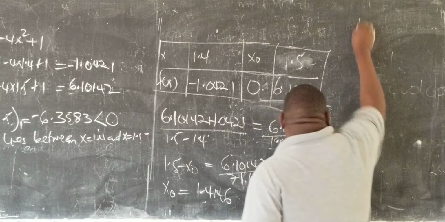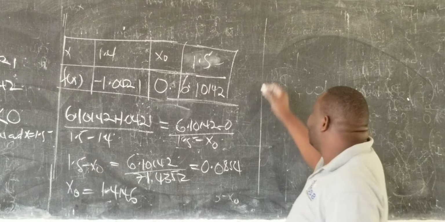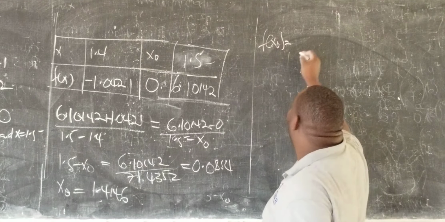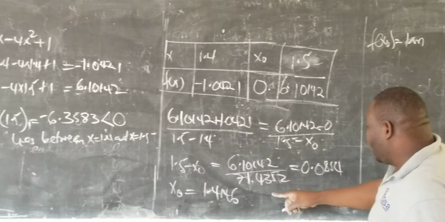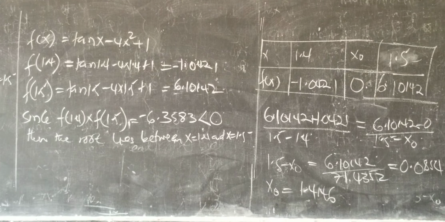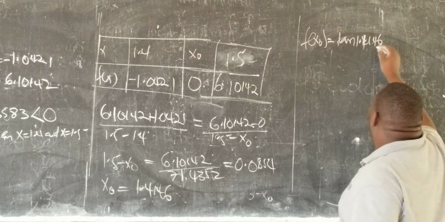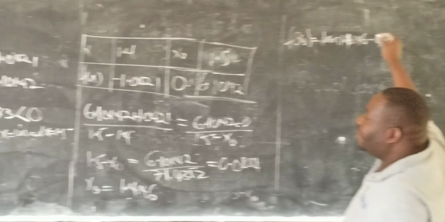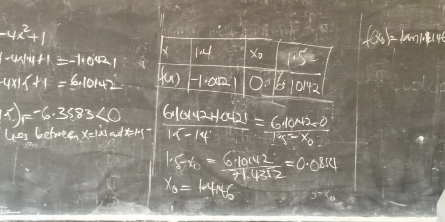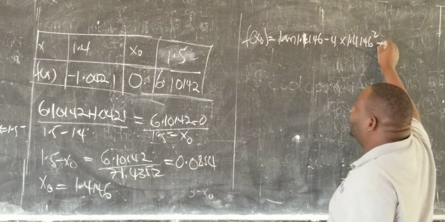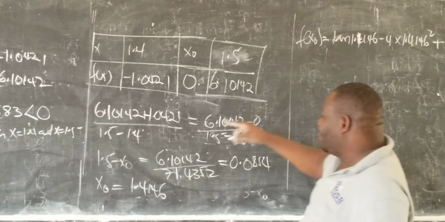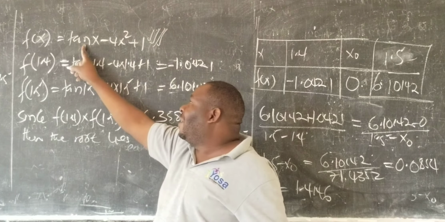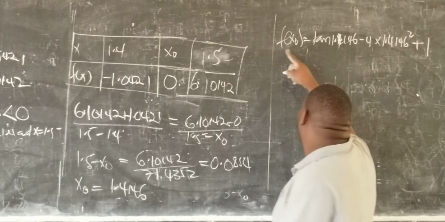After getting the x naught, we now get the f of x naught. For the f of x naught we are substituting tan of the x naught, which is 1.4146, then minus 4 times 1.4146 squared, then plus 1. We are substituting in this equation here. This is our original equation. We are substituting the x naught in that equation to get the f of x naught.